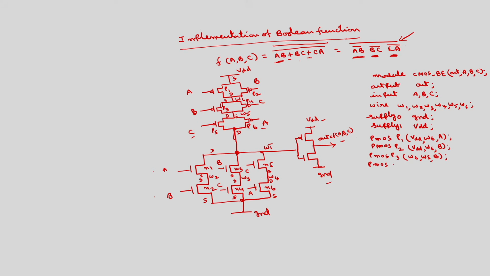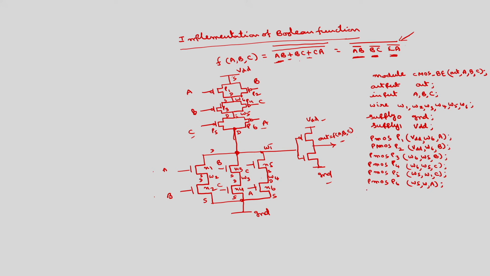PMOS P4 is also the same except for the control signal, which is the gate: W6, W5, instead of B this will be C. And PMOS P5: the source will be at W5, the drain will be at W1, the gate will be at C. PMOS P6 is also the same, W5, W1; the only difference is the input is A.